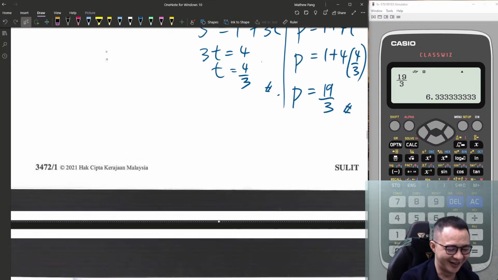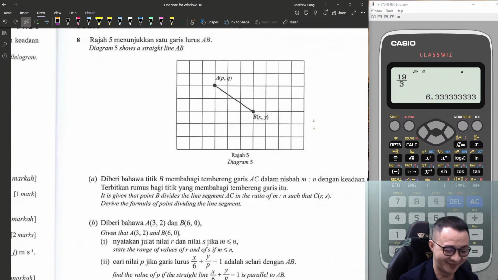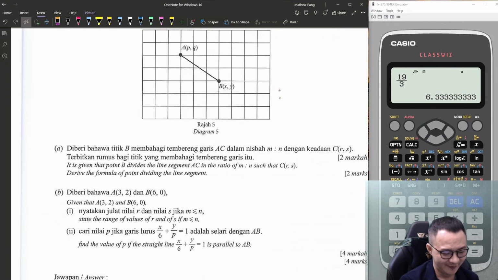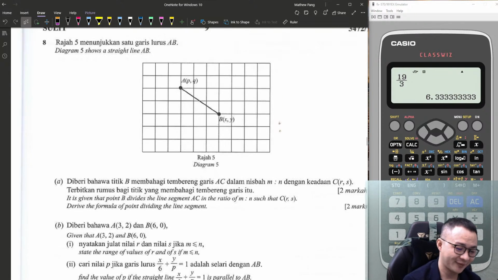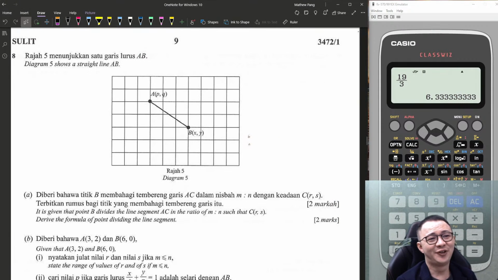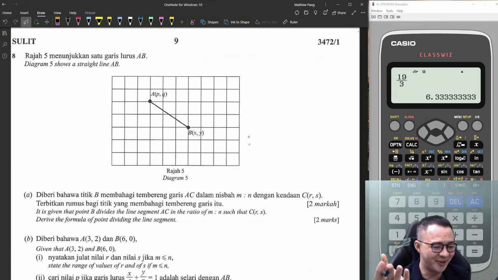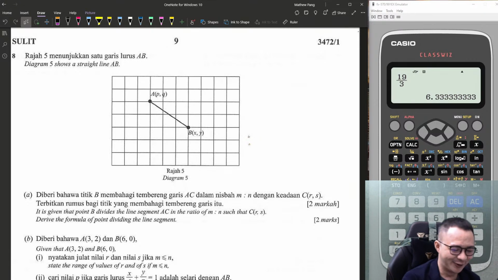Okay, so let's move on to question number 8. For this question, they want to test how much you understand the formula, and there are a lot of unknowns here. So let's see what this question is. Given the point B.